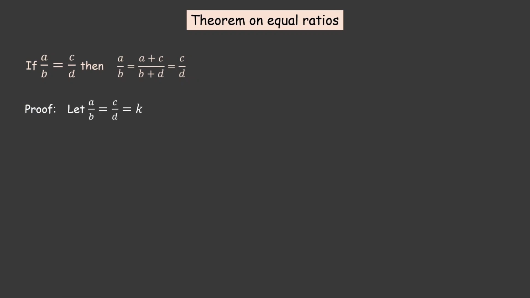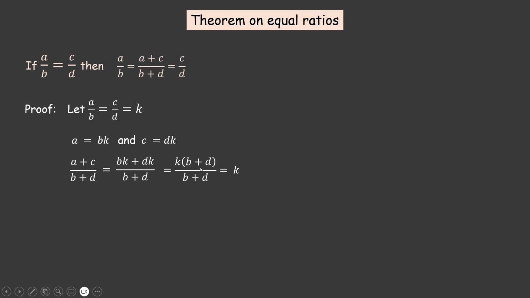Now, let us just put these equal ratios equal to a constant K. So, A will be equal to B into K and C will be equal to D into K. Now, we need to find this ratio, right? So let's just substitute the values. Bk plus Dk divided by B plus D. So we'll take k as common. B plus D will cancel out and we are left with k, which is equal to this ratio. Therefore, we have just proved this theorem.